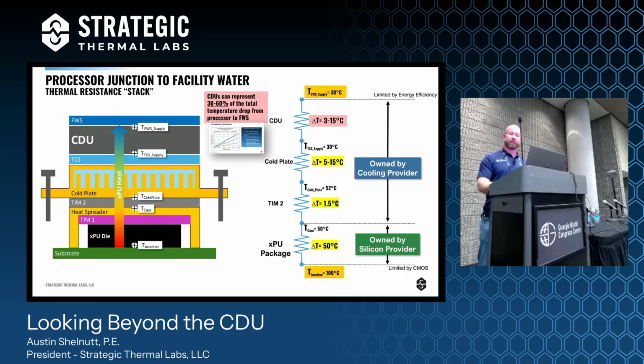The cold plate, 5 to 15 degrees Celsius is pretty common. Most people are trying to design their cold plates for a 10 degrees Celsius rise or less. That's kind of right in the middle of the range that we're seeing here. But that next one is the CDU. And the temperature I show there, 3 to 15 degrees Celsius, that's the approach temperature of the CDU.